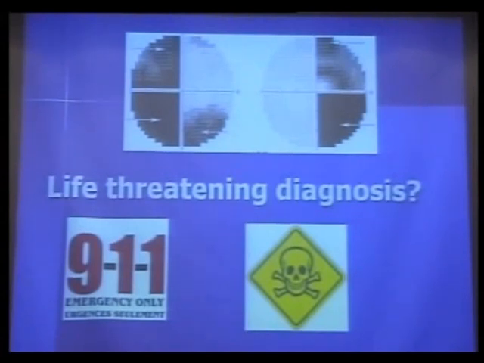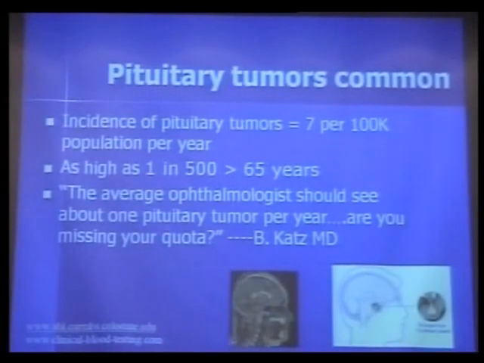And so one of the errors that is made very easily is thinking that pituitary lesions equal bitemporal hemianopsia. That's true, but any neuro-ophthalmic presentation, whether it's ptosis, big pupil, small pupil, bitemporal hemianopsia, unilateral optic neuropathy, or homonymous hemianopsia, can all be suprasellar mass lesions from pituitary apoplexy in the acute setting. And pituitary tumors are quite common, perhaps as high as 7 per 100,000. The older you get, the more likely you are to have it. Some estimates are 1 in 500 for age over 65. And my friend Derek Katz used to say the average ophthalmologist should see 1 pituitary tumor per year. Are you missing your quota?